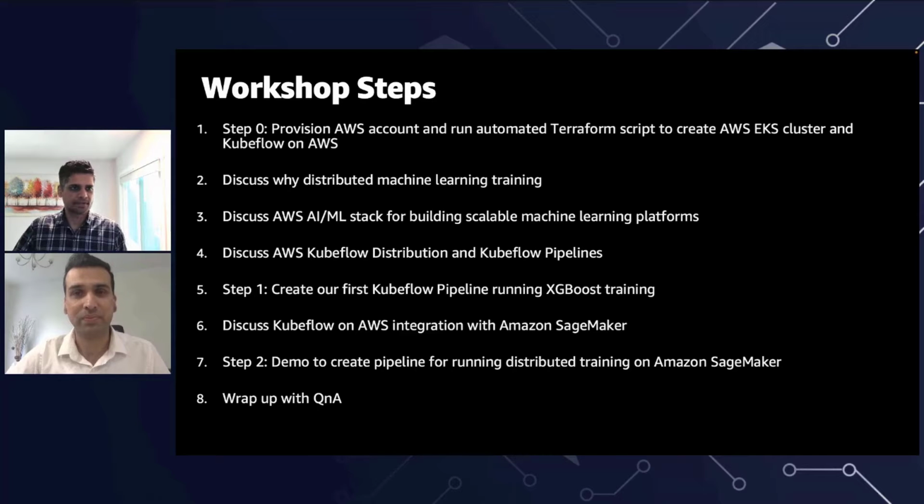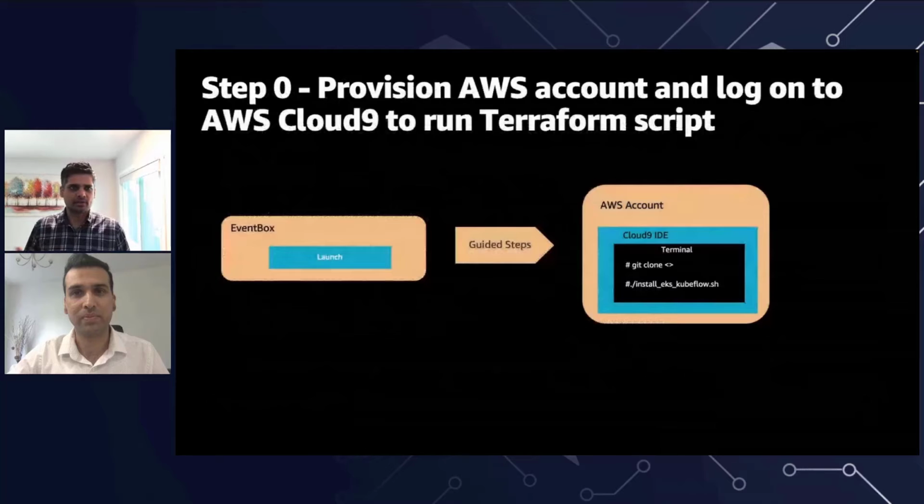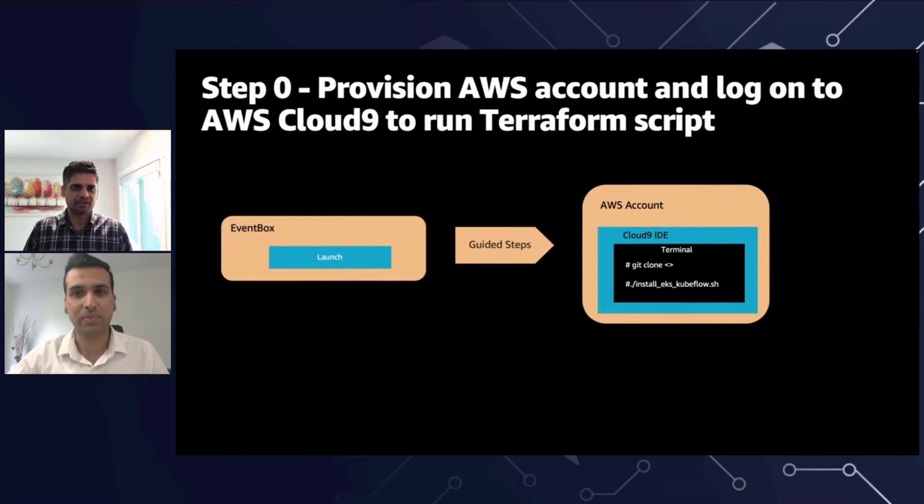All right. Thanks, Kamaljit. All right, so let's talk about step 0, which is about provisioning the AWS account and logging into AWS Cloud9 to run our scripts, which will be provisioning the infrastructure as well as the Kubeflow dashboard. So if you see this screen, there are 3 blocks which we are showing just to walk you through the high-level flow of the installation steps.